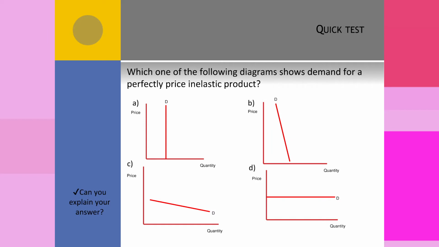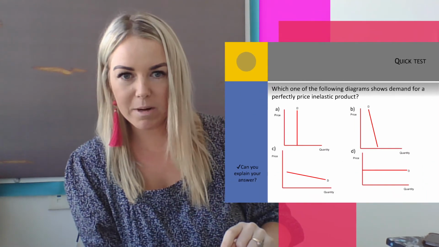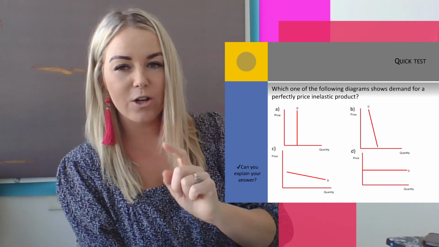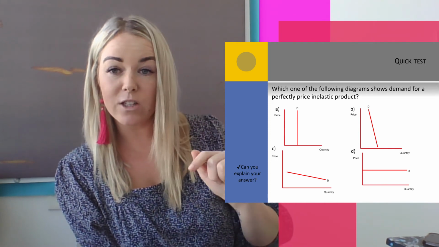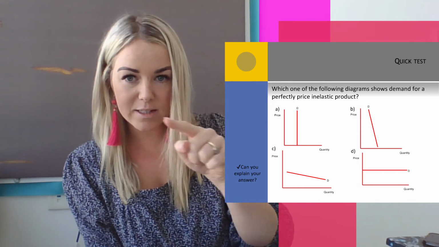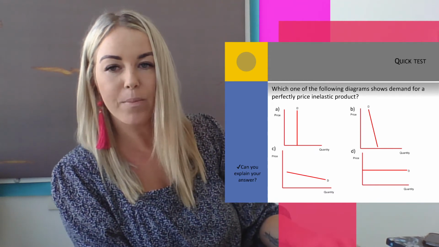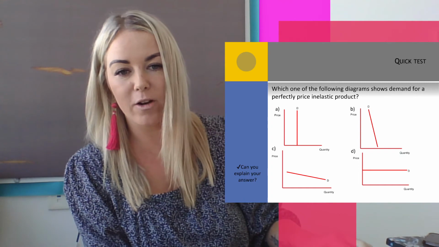Which of the following diagrams shows demand for a perfectly price inelastic product? So have a think about which graph is perfectly inelastic. A good way to remember this is that perfectly inelastic is like an I. So it starts with an I, so it looks like an I. Hopefully you got that one correct. And then vice versa, perfectly elastic starts like an E, so it is horizontal. So graph A is perfectly inelastic and graph D is perfectly elastic.